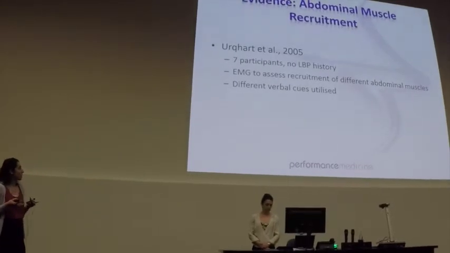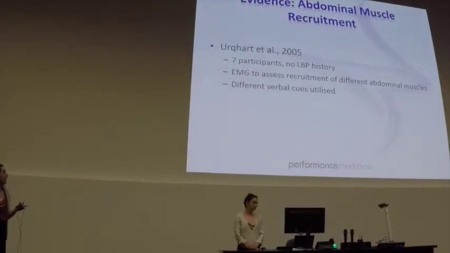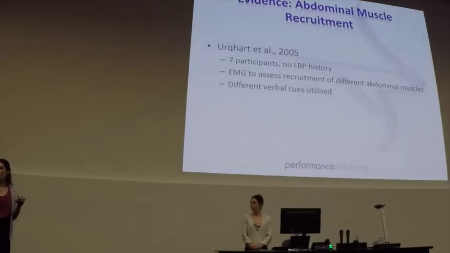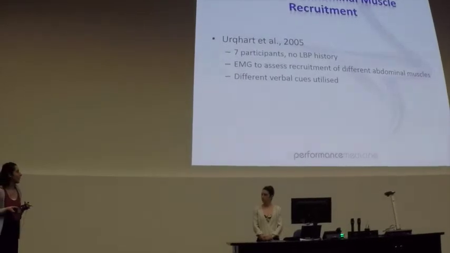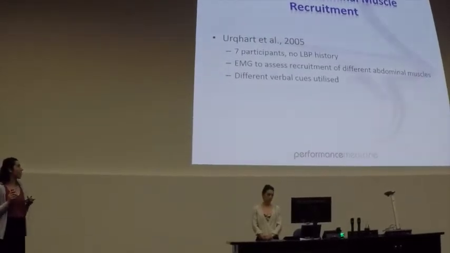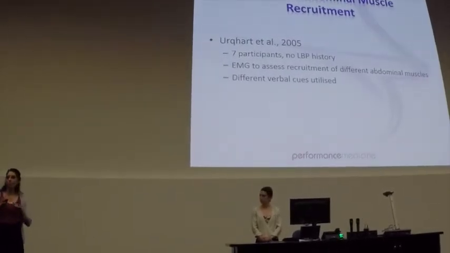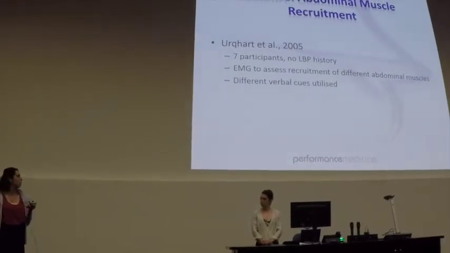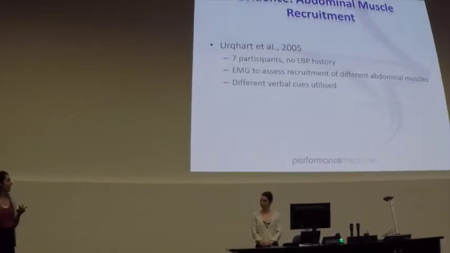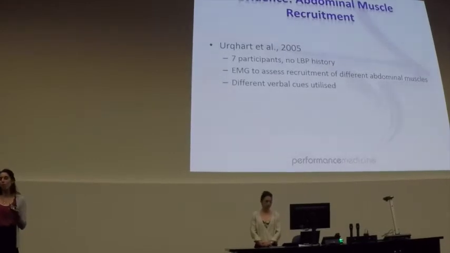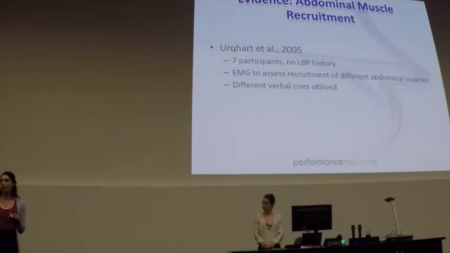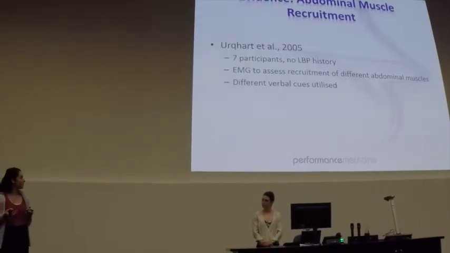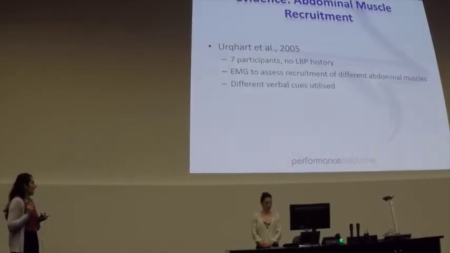So the first little bit of evidence we're going to be talking about, and at this point I think it's important to acknowledge all the researchers that have done all this. Urquhart did a study in 2005, and they took 7 participants. They weren't dancers, they were just your average humans. None of these people had a history of lower back pain, so it's quite a small study. There are very few studies out there that actually talk about how we cue these muscles. This is one of the better ones, I think, as well.